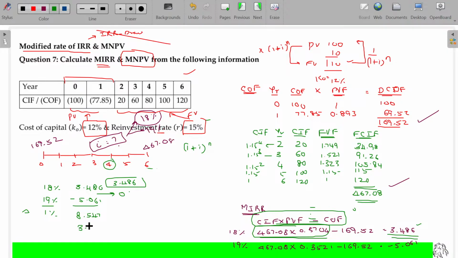Now I want to reduce only 3.486, not so much. Because of making 1% change, the reduction being 8.547. But I don't want that much change. I need to reduce only 3.486. Then what could be the percentage change from the lower number? So here the value being 18 percentage plus 3.486 divided by 8.547 into 1. Then what's the ultimate value?